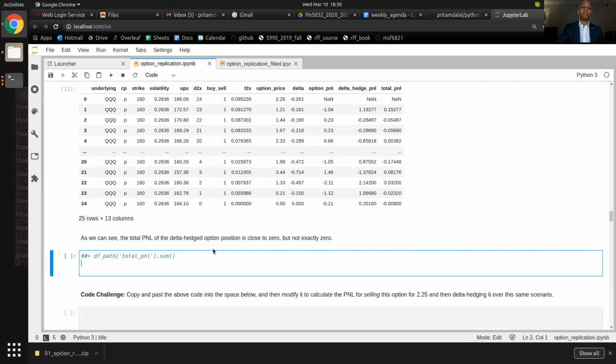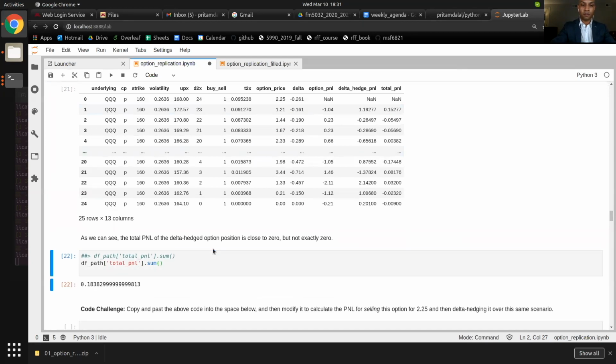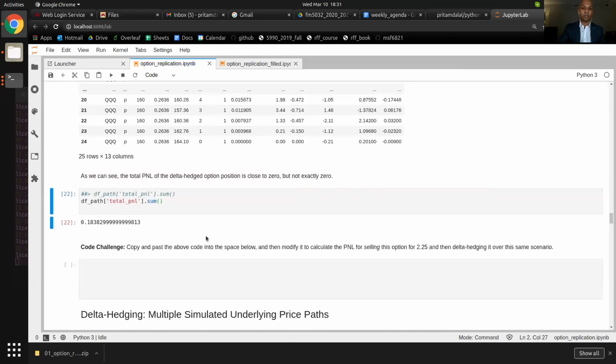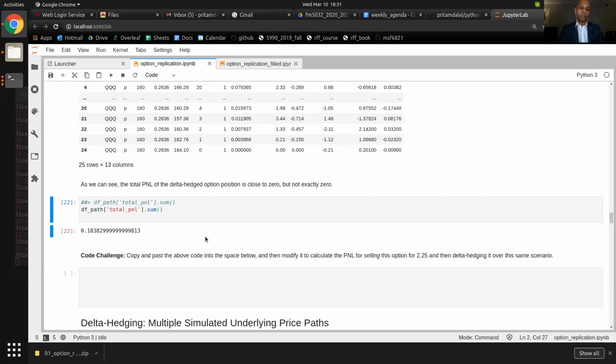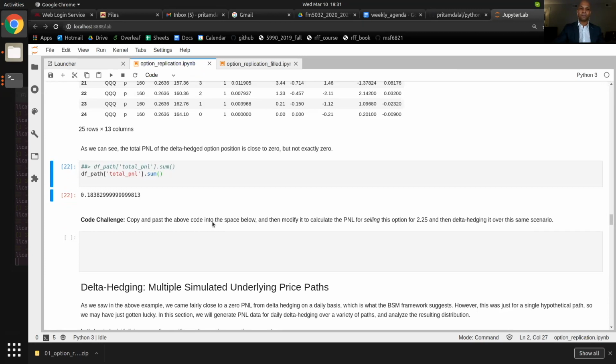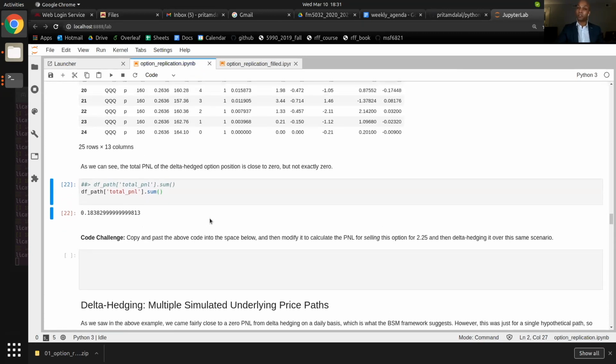So if we want to look at the cumulative P&L of this entire delta hedged option position, we'd say DF path total P&L is 18 cents. So that's pretty close to zero, but it's not exactly zero. And the option price was 225, so 18 cents divided by 225, that's 8% of the option value, which is not a ton, but we'll see that we kind of got lucky in this situation and things can deviate quite a bit.